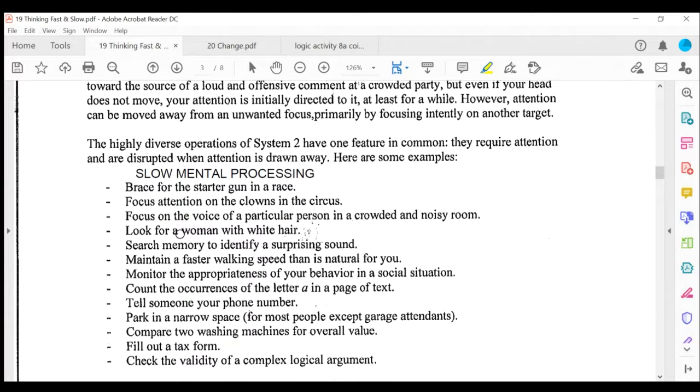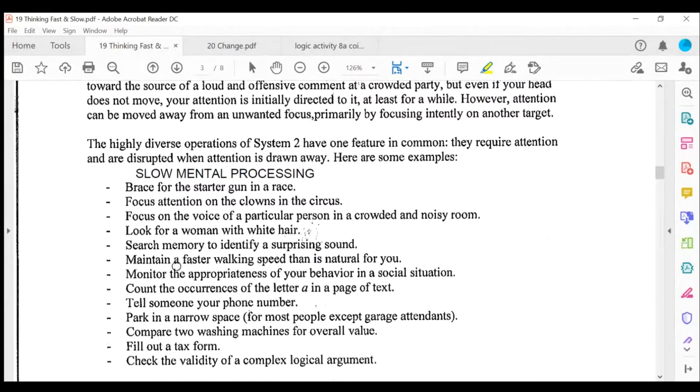Trying to find a woman in a crowd of people that has white hair, just looking for that one particular woman with white hair. Searching your memory to identify a surprising sound that sort of sounds familiar. You're like, wait, where have I heard that sound before? That takes effort. Maintaining a faster walking speed than is natural for you. You try to keep up with maybe one of your friends who's just a naturally faster walker than you. Might require more mental effort. Usually walking for most of us doesn't require much mental effort at all.